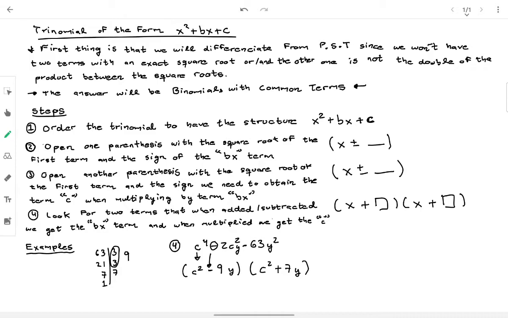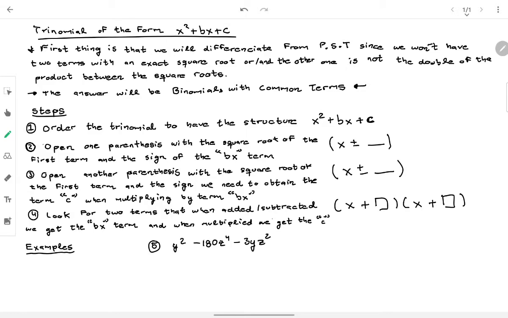So if we get another letter here, the only thing that changes is that we need to add that letter, or well, the square root of that letter on both terms in each parenthesis. And that's going to be our actual answer of this exercise. So let's see another example.